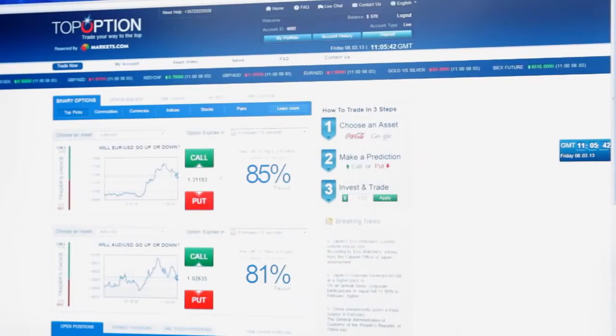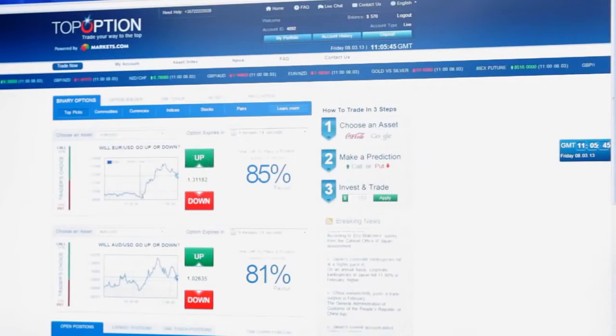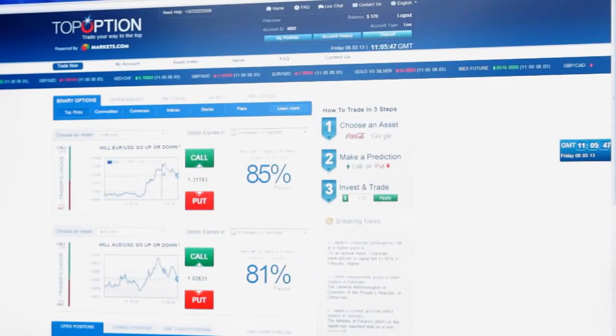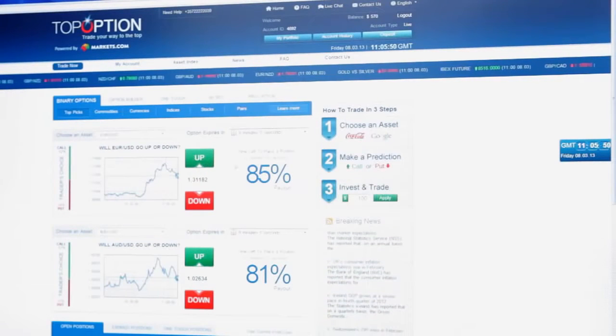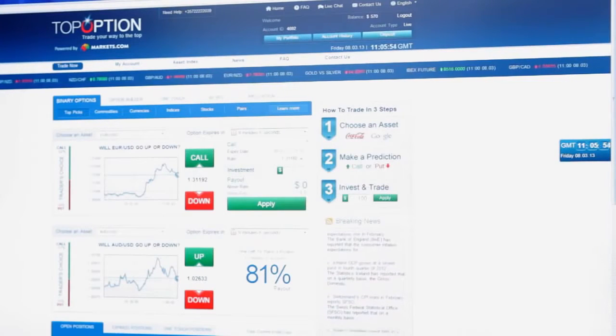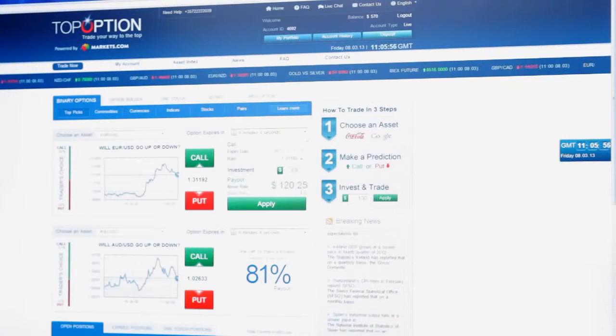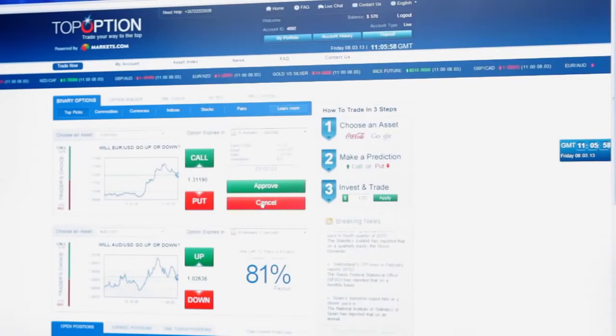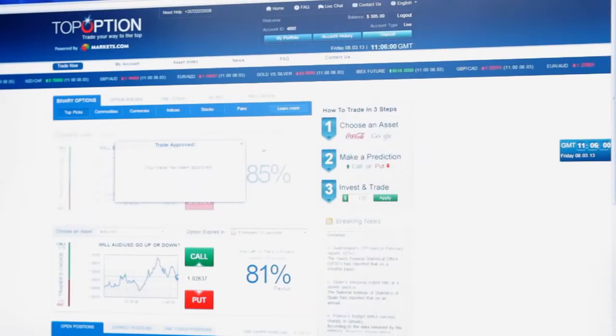This is binary options. I think it's going to go up from here. We're going to follow this trend line up. I believe it's going to correct itself, and it's going to test this resistance. So let's go. Let's take a call position for 65. We're going to apply, approve. Our trade has been approved.